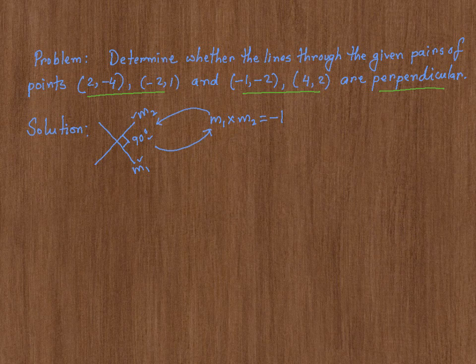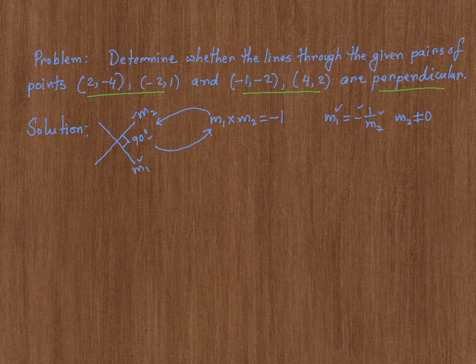Sometimes we write this as m1 is equal to negative 1 over m2, assuming that m2 is not 0. So m2 is not equal to 0. In that case, one slope is the negative reciprocal of the other slope. So m1 is the negative reciprocal. Reciprocal of m2 is 1 over m2. Negative reciprocal is when you put a negative in front of it. So two straight lines are perpendicular to each other if the slopes are negative reciprocals of each other.